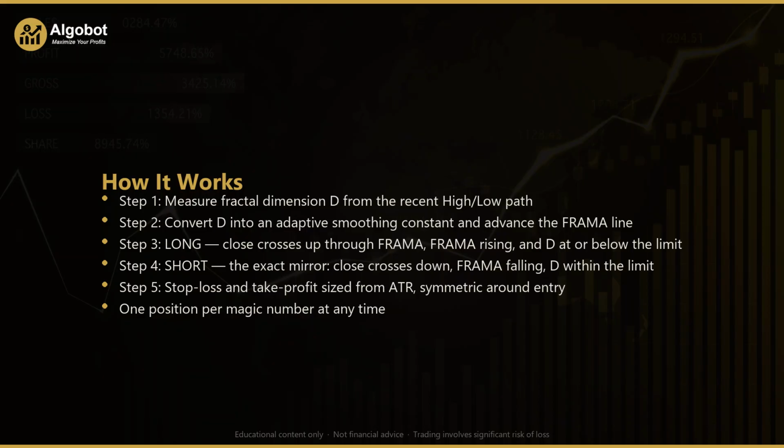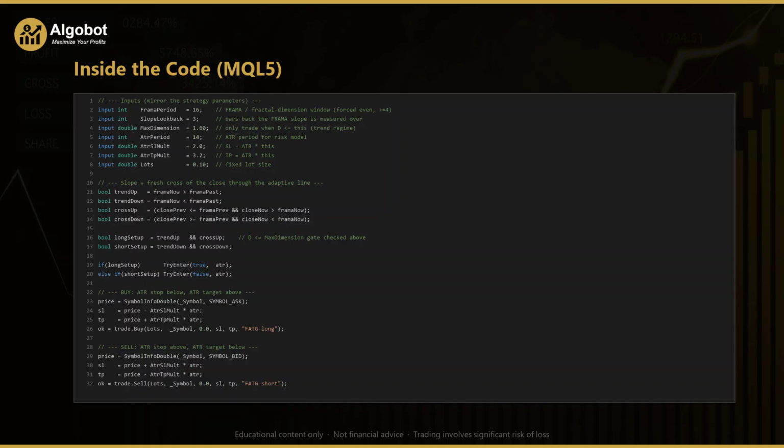Risk is handled with the average true range. When a long fires, the stop loss is placed below entry at 2 times ATR, and the take profit above entry at 3.2 times ATR. For a short, those distances flip to the other side. With the default multipliers, that's a reward-to-risk ratio of 1.6 to 1. The EA holds only 1 position per magic number at a time, so it never stacks trades on the same signal. Let's read through the MetaEditor code on screen.